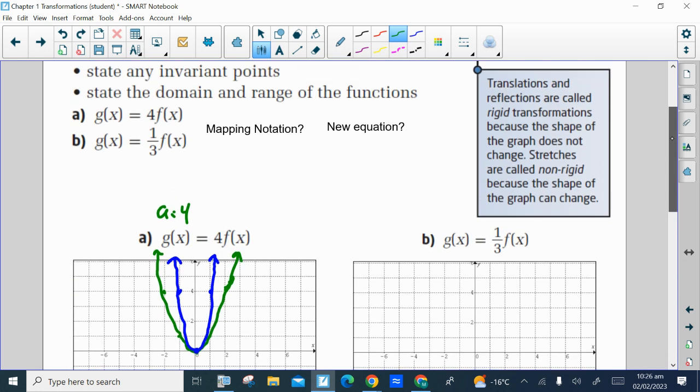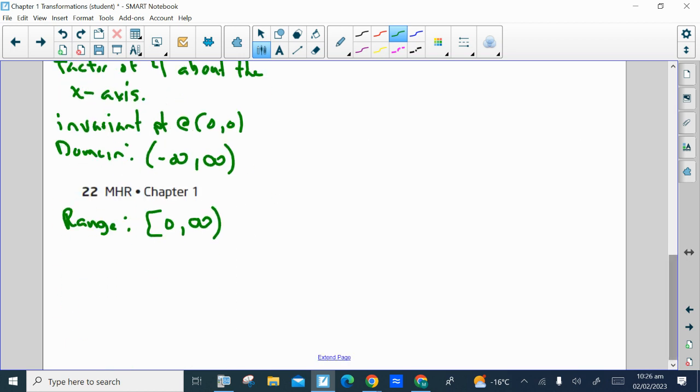We want to do a mapping notation as well. We want to write the new equation. So our mapping notation, because we vertically stretch by a factor of 4, all the y values are multiplied by 4. And our new equation for g at x is 4 times f at x. And the reason it's 4 times f at x is because we have an a value of 4, and a is in front of the function. It's a coefficient of x.